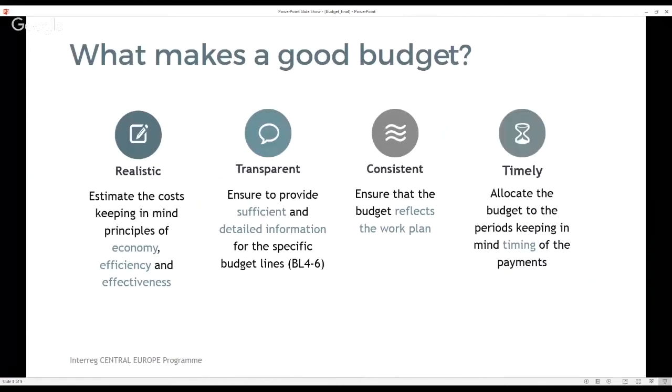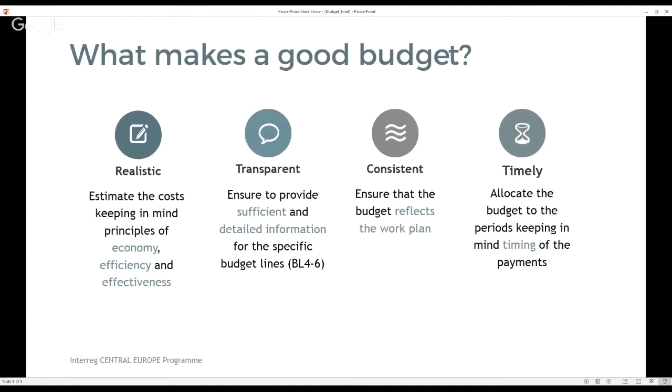Finally, the project budget should be timely. In view of the allocation of budget to reporting periods, the following elements are to be taken into consideration. First, the reporting period runs on a 6-monthly basis, as from the project start date. Second, the budget allocated to each reporting period should be an estimation of the actual payments to be done in a respective reporting period. Therefore, the budget only partially reflects the activities taking place in a certain period.